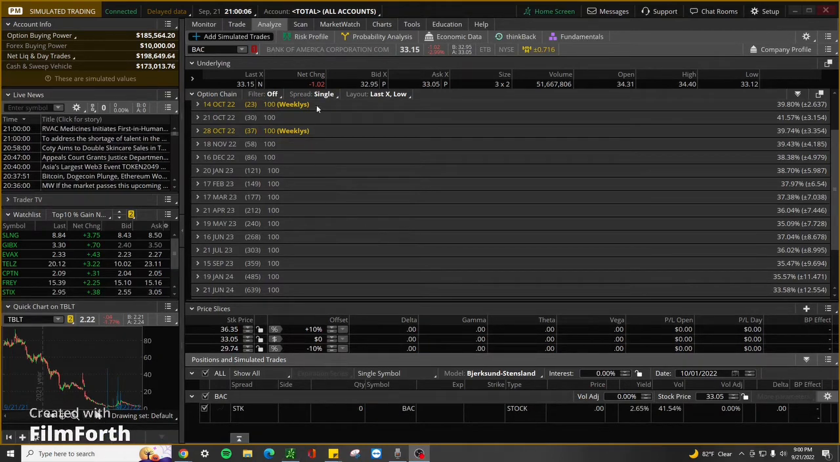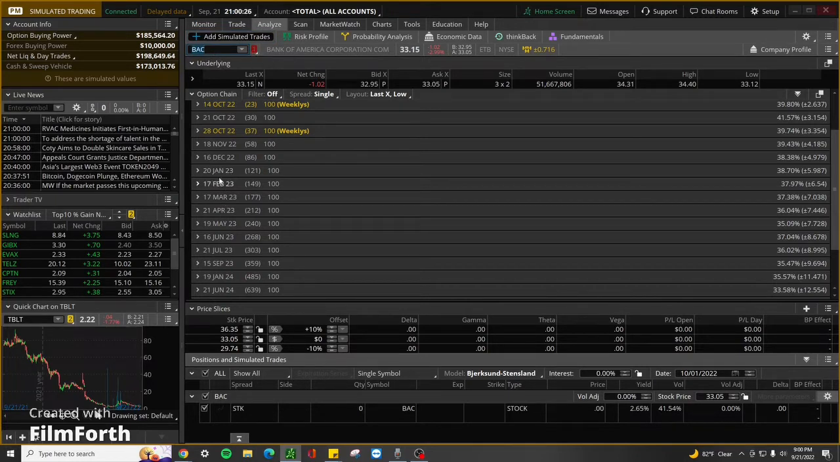Today we're going to be looking at the risk profile and how you can use some of those parameters to analyze the risk on your particular strategy before implementing it. To get started, we'll click on Add Simulated Trades, and then of course we want to search for the stock that we want to analyze or strategize on. In this case, we have Bank of America.